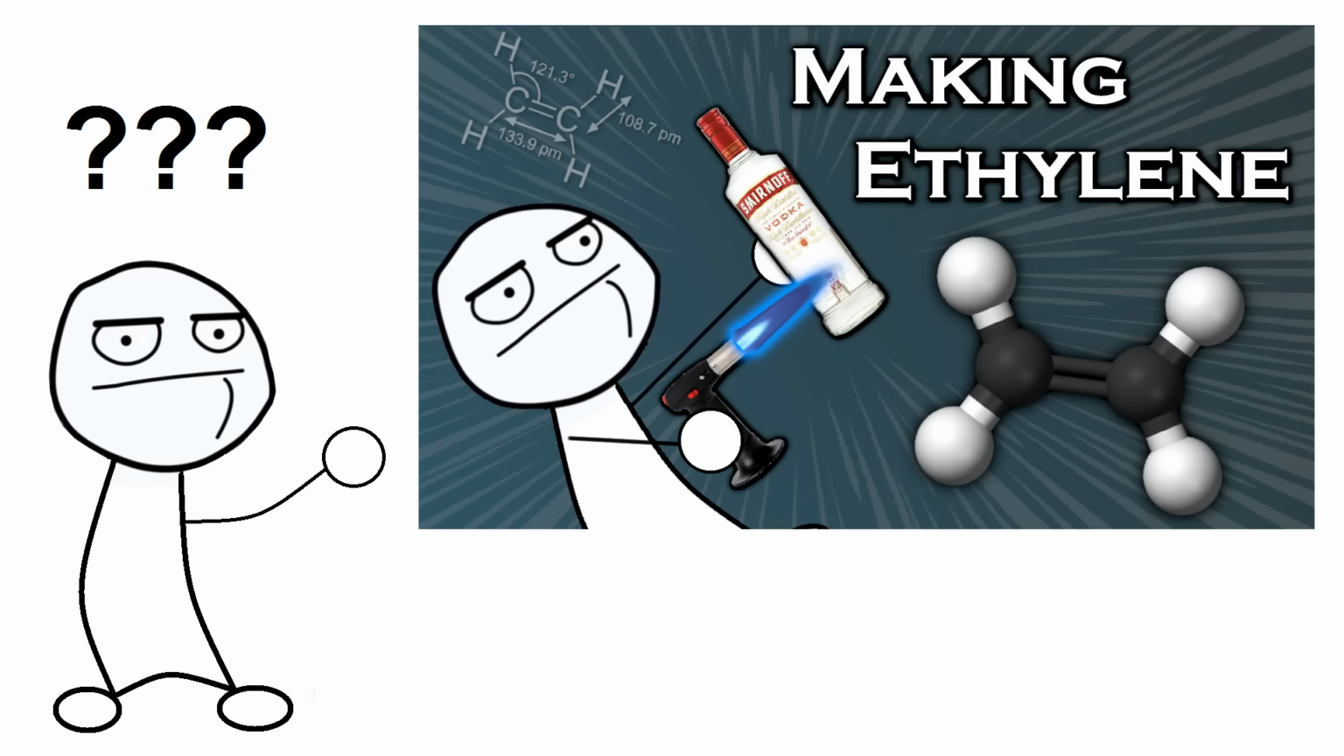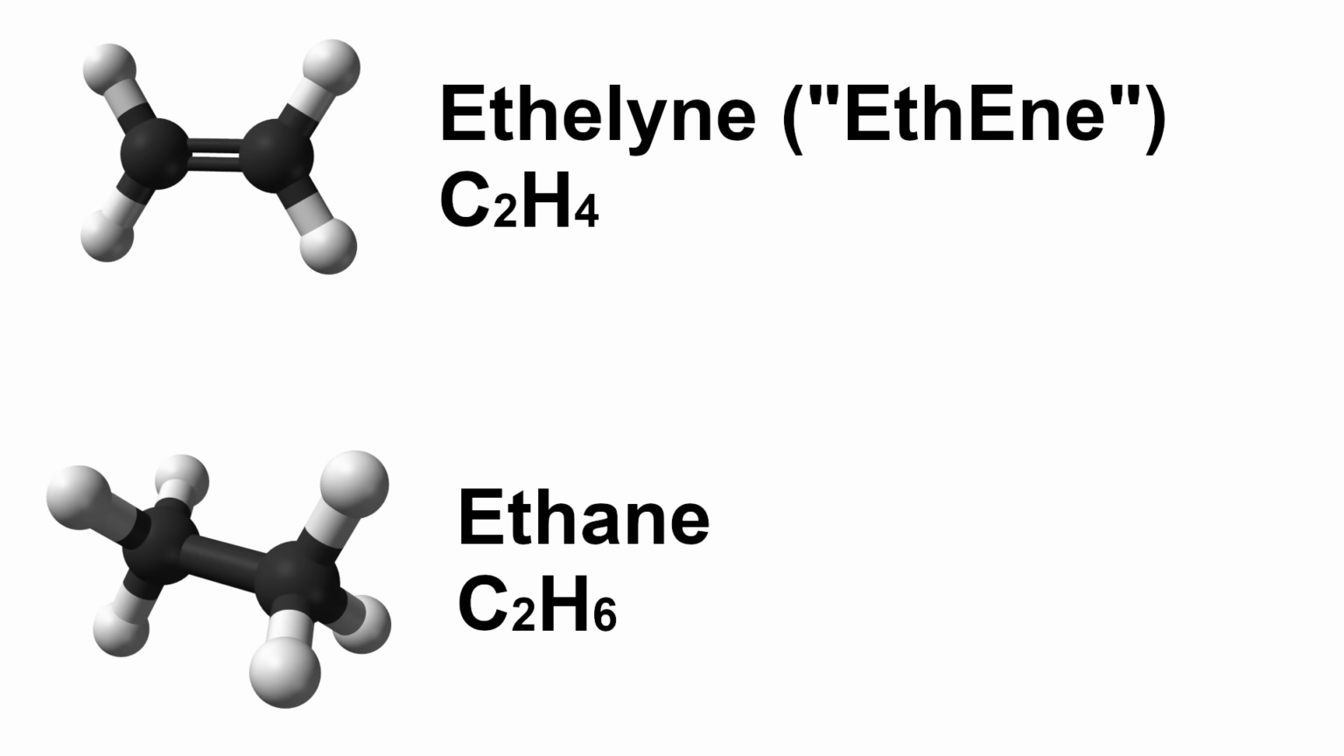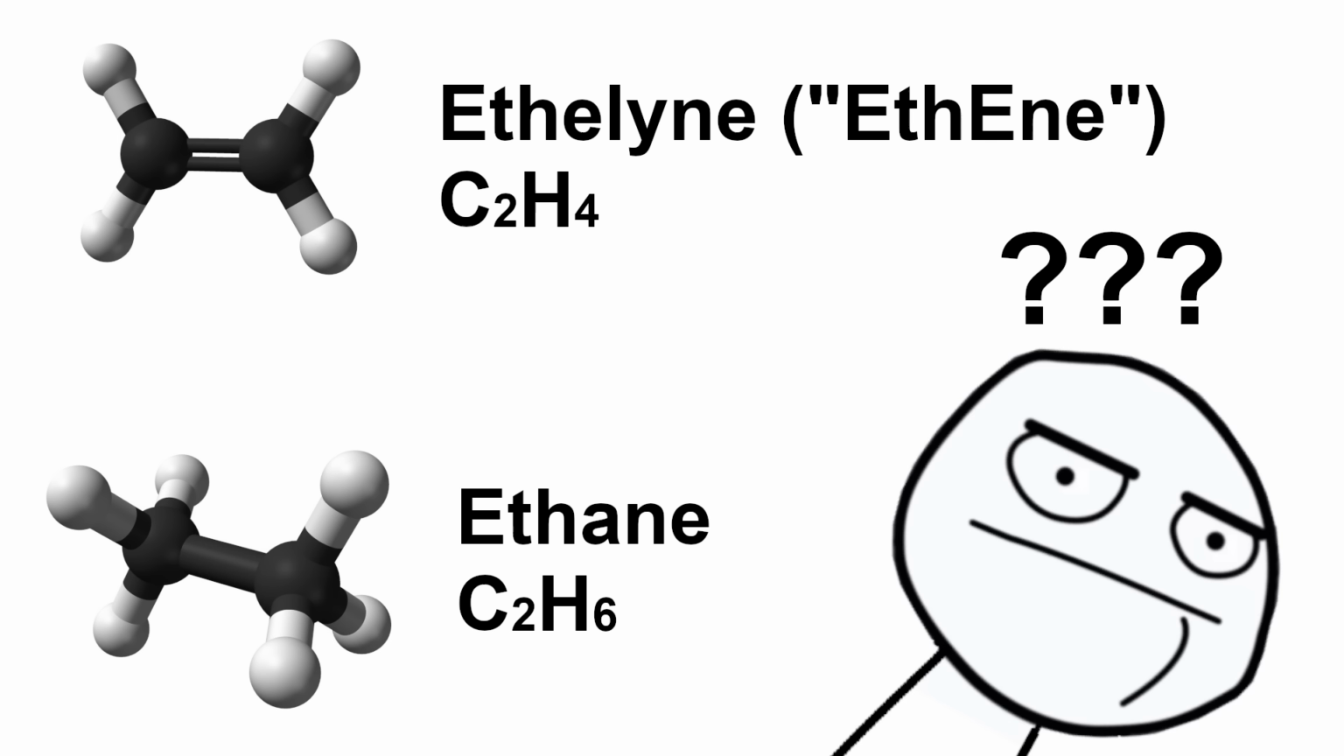Now I know what you're thinking, didn't I already do this a couple months ago? Nope, that was ethylene, also known as ethene, which is C2H4. Here, I'm going to be making ethane, which is C2H6. This is ethylene's fatter cousin. So what's even the difference and why bother?